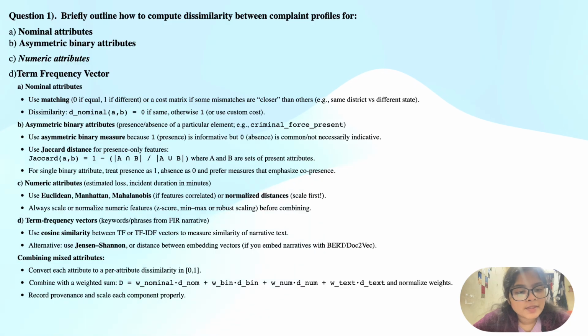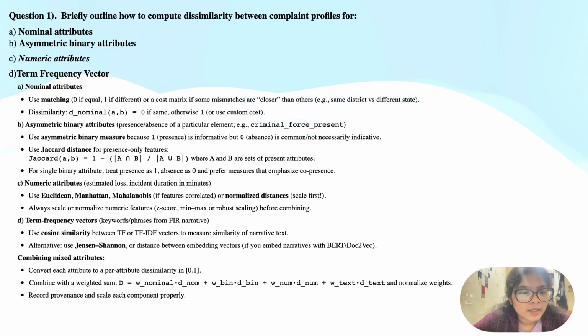For asymmetric binary attributes, we use the asymmetric binary measure because if there is 1 then it indicates presence, and if it is 0 it indicates absence, which is not common or not necessarily indicative.